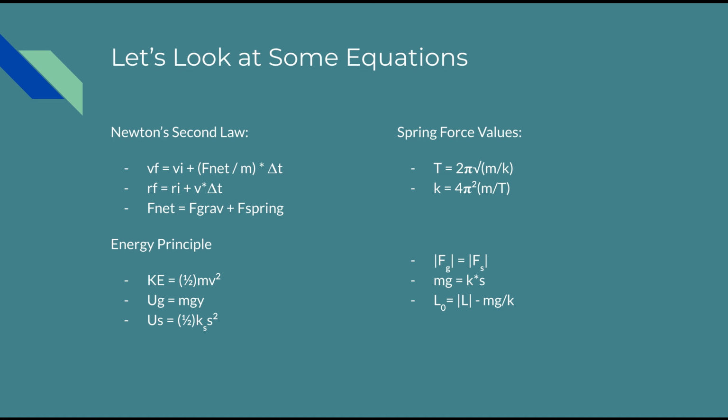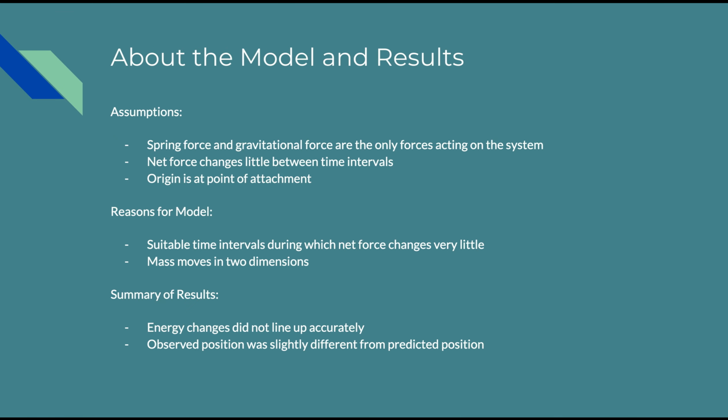We set F net equal to the force of gravity plus the spring force. We also use the energy principle to calculate kinetic, gravitational potential, and spring potential energy. Finally, we use the equations to find various spring force values, such as the spring constant and the length of the relaxed spring. We assume that the spring force and gravitational force are the only forces acting on the system.